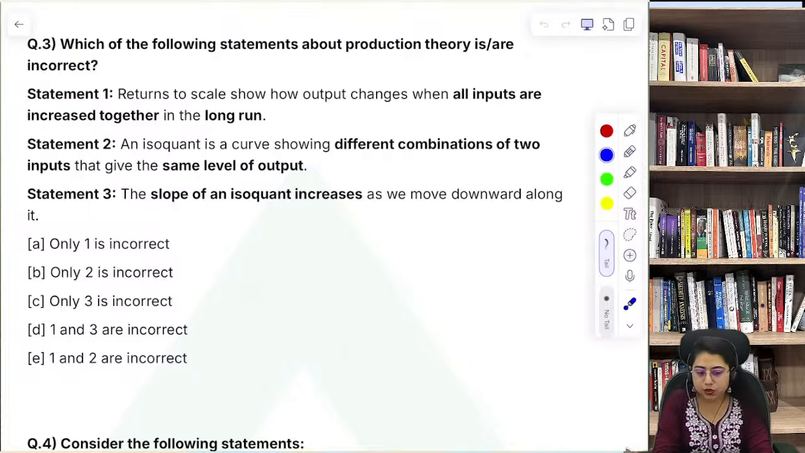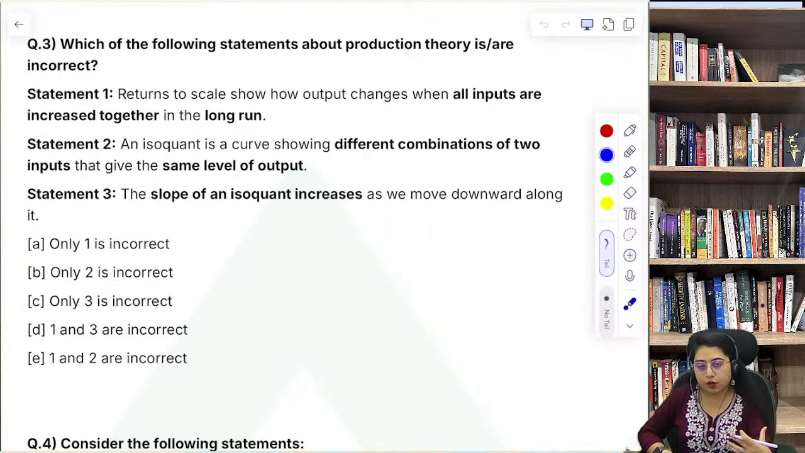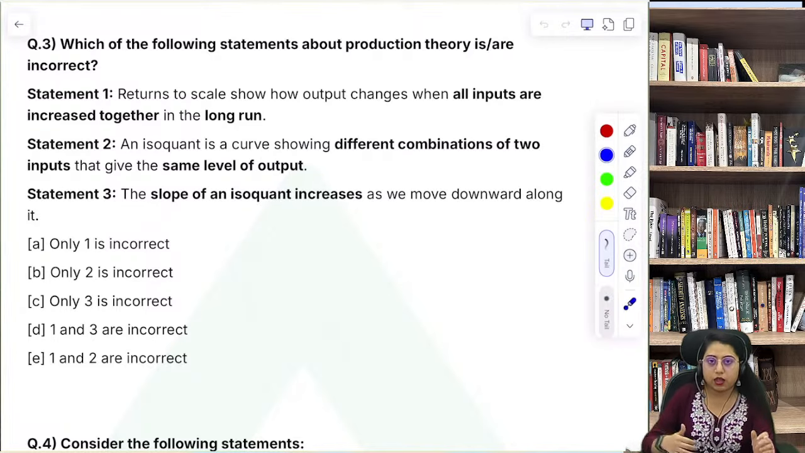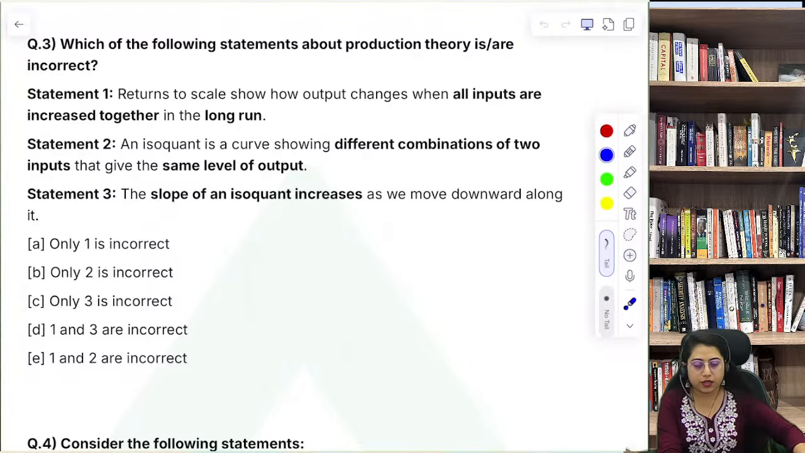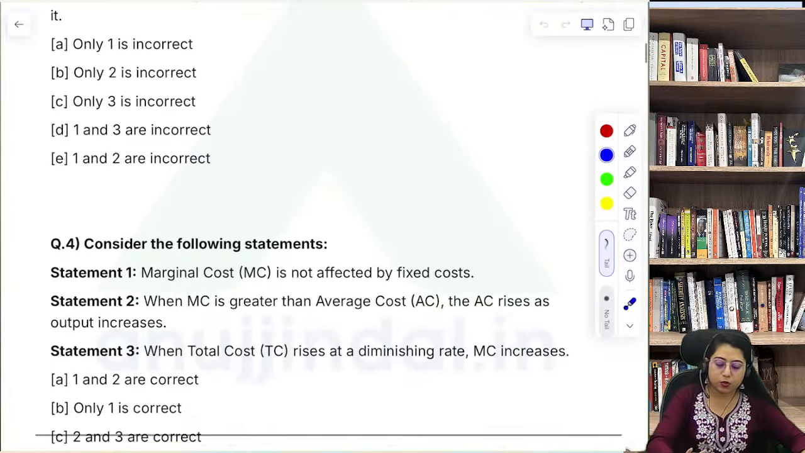So I've asked you what is production theory. Is there anyone who would like to answer? Production theory actually studies how a firm uses inputs to generate output. Whatever things are required to generate output, like labor, capital, land, anything of that sort. All right, that is production theory. Question number 4.